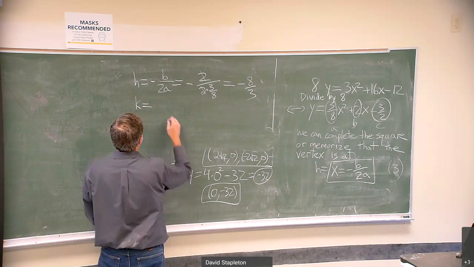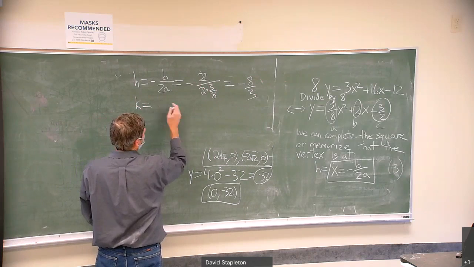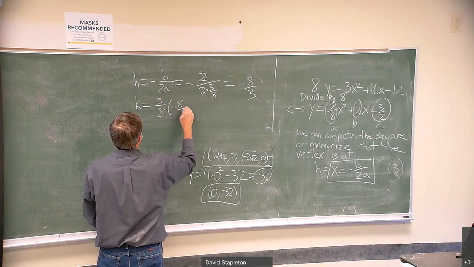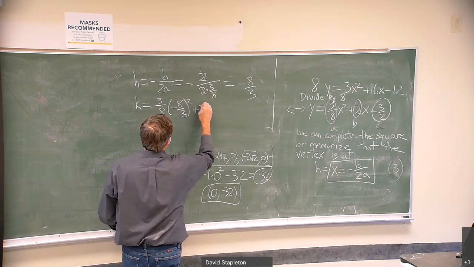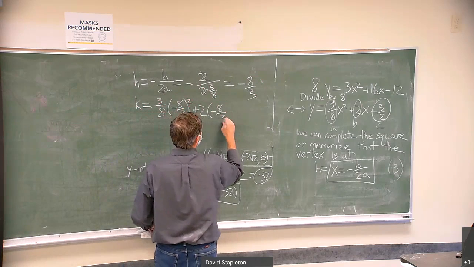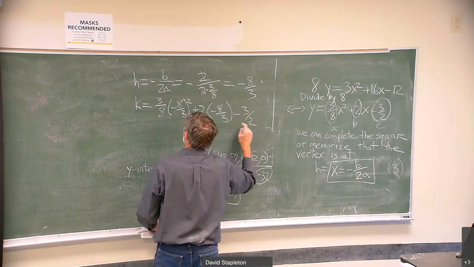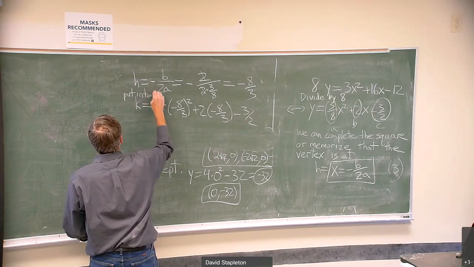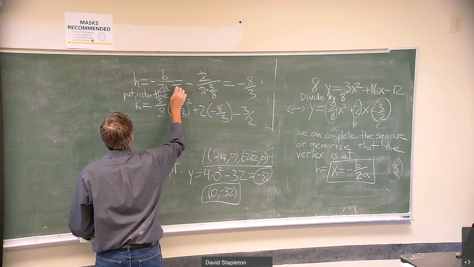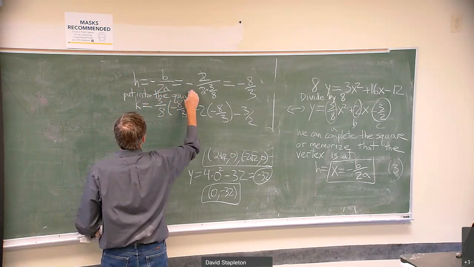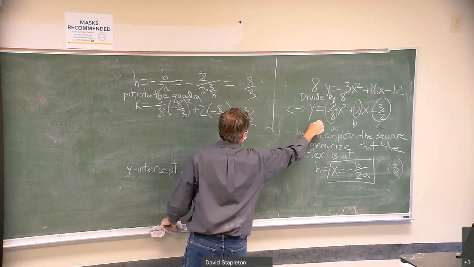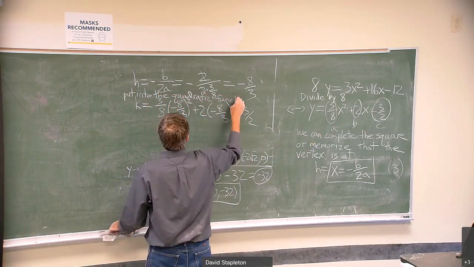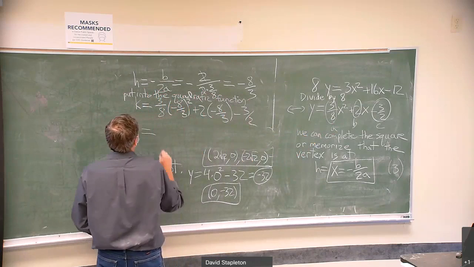You just put in what x is, right? k is equal to the y coordinate: 3/8 times minus 8/3 squared plus 2 times minus 8/3 minus 3/2. You just put it into the equation, into the quadratic function, 3/8 x squared plus 2x minus 3/2. Get k.